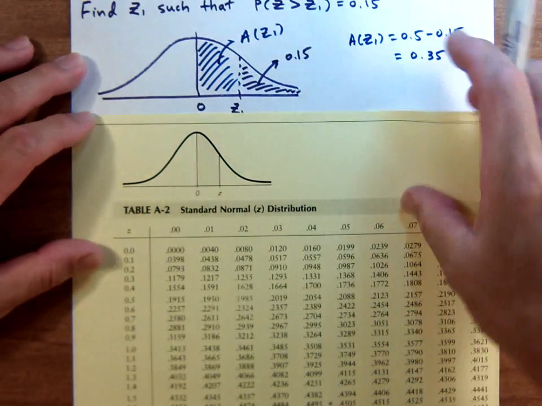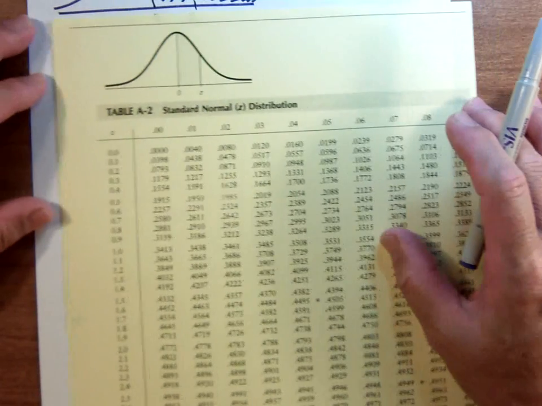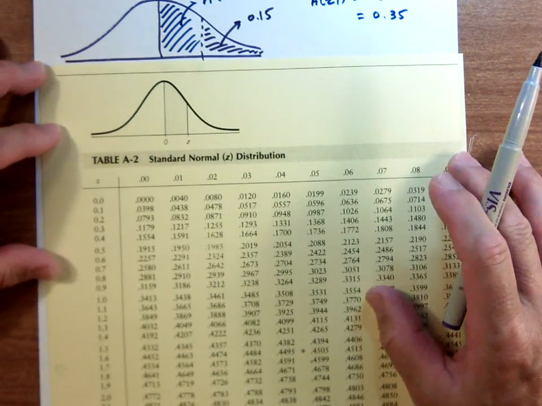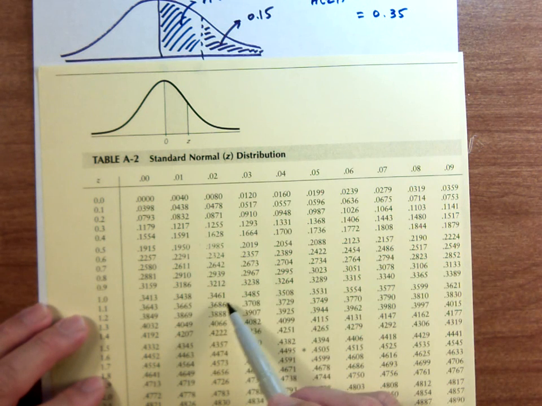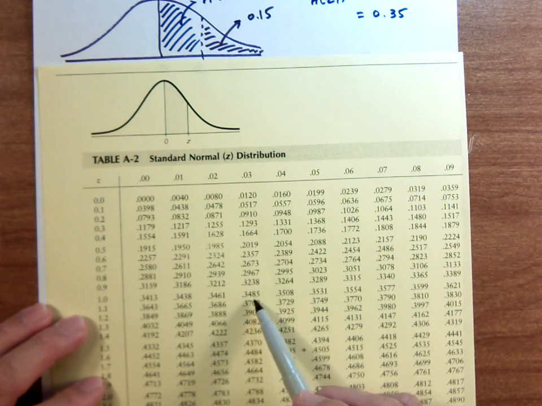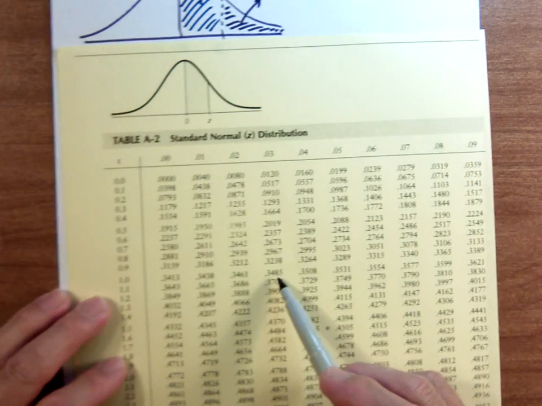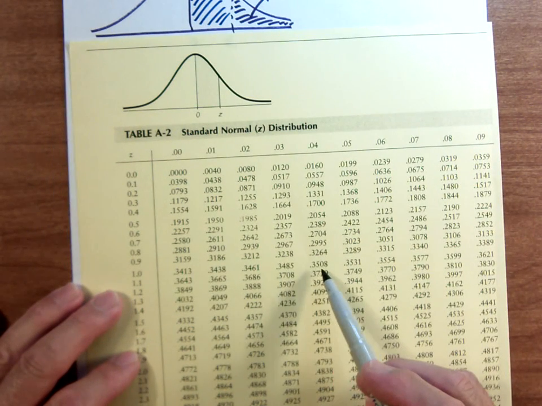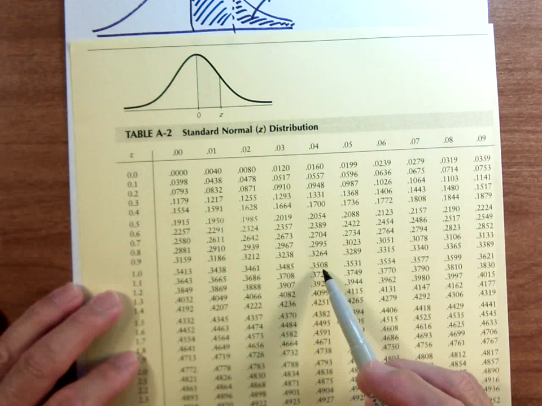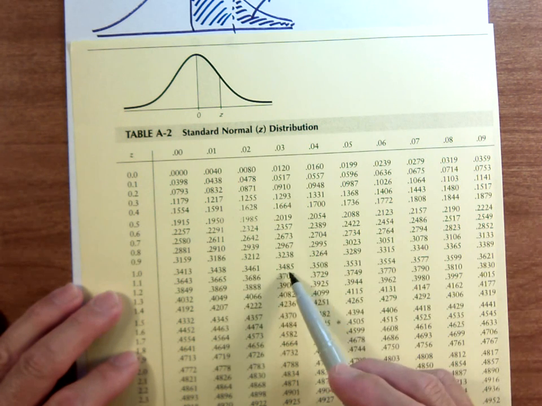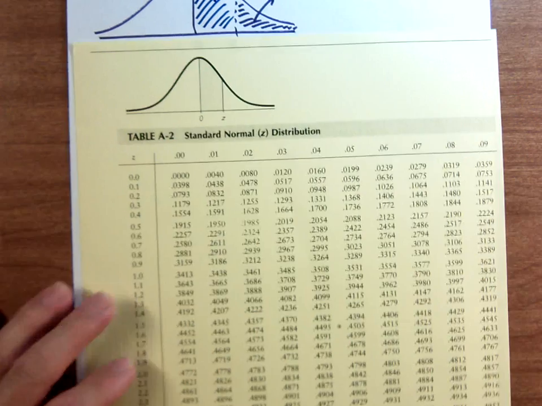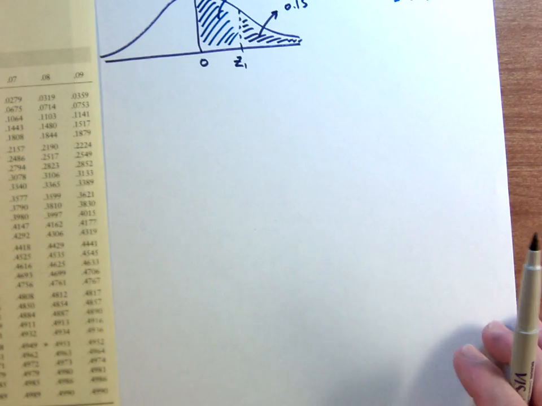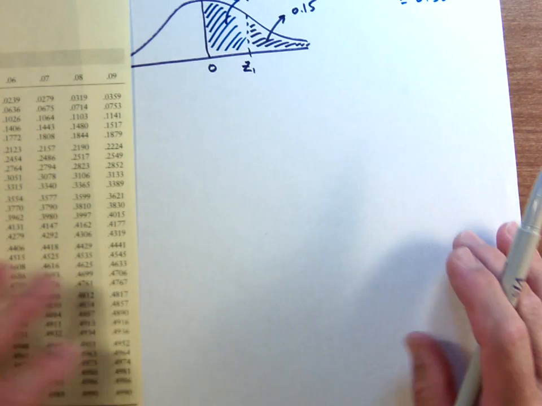So let's see, where is 0.35? 0.35 is not here. We see the two numbers that are closest to it, which are 0.3485 and 0.3508. But there is no 0.35. Okay, so what do we do? Let me go ahead and summarize what we just saw in the table.